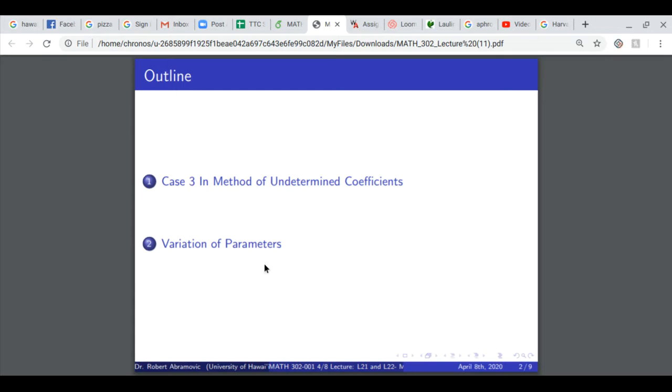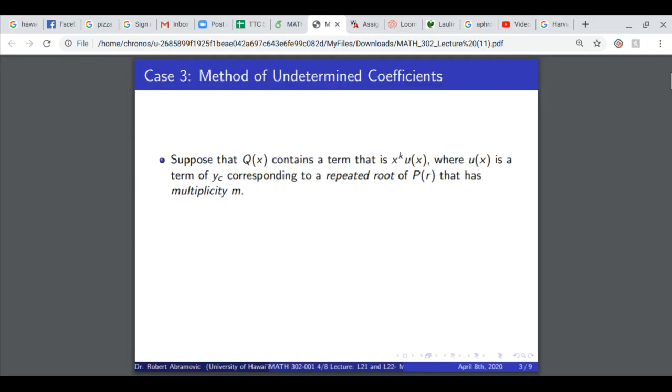We'll also see that for more general functions q of x, and actually for second order ODEs any function q of x, the method of variation of parameters will work. It is to be used when the function q of x in the non-homogeneous differential equation has infinitely many linearly independent derivatives as opposed to only finitely many. We'll begin with case 3.